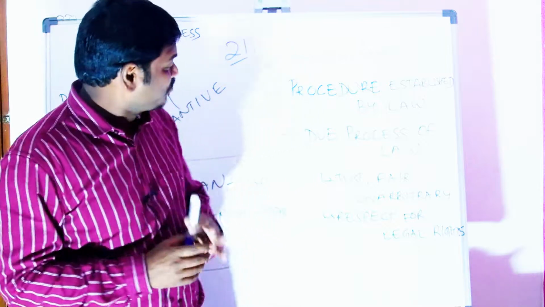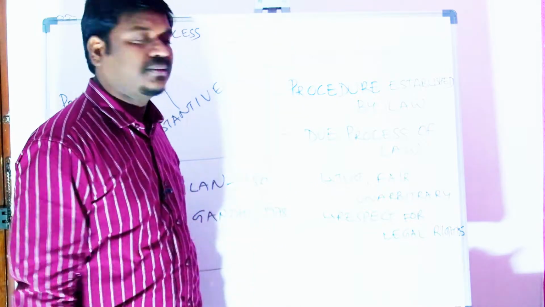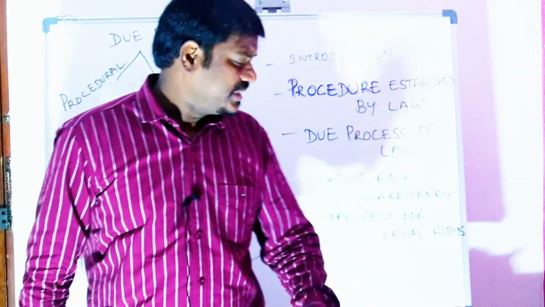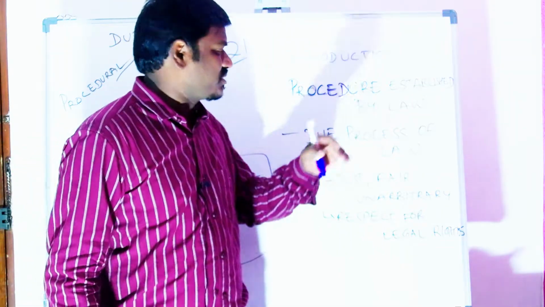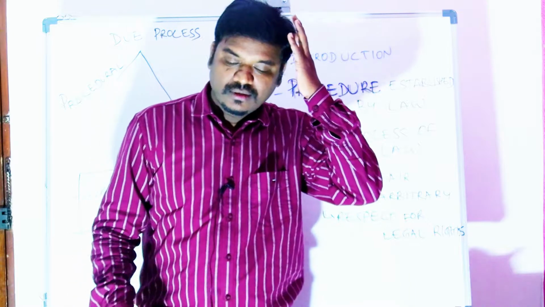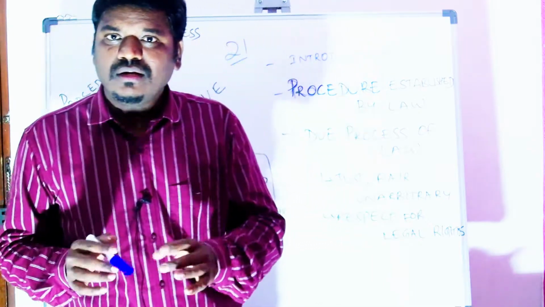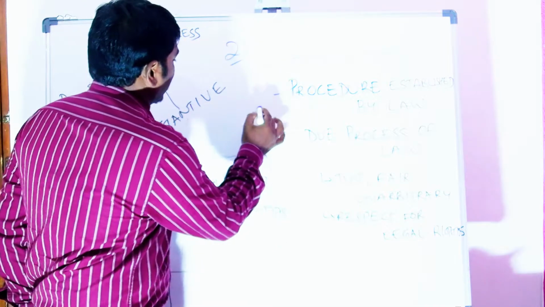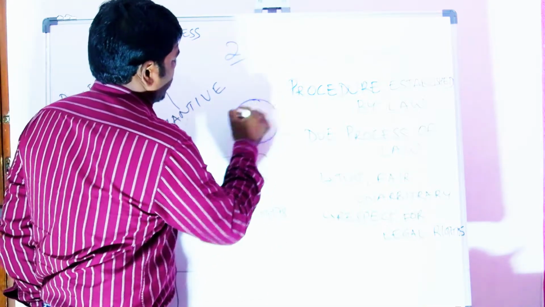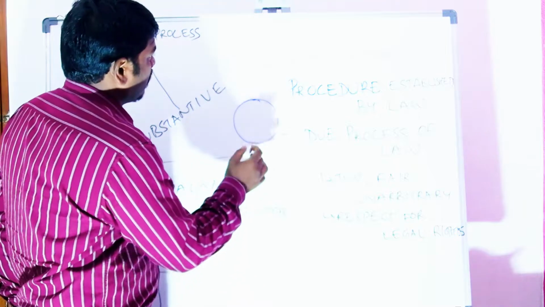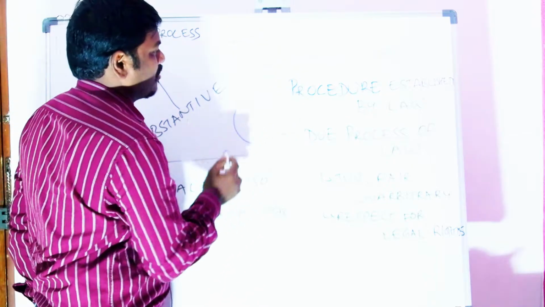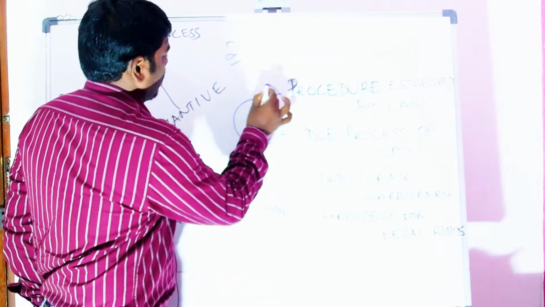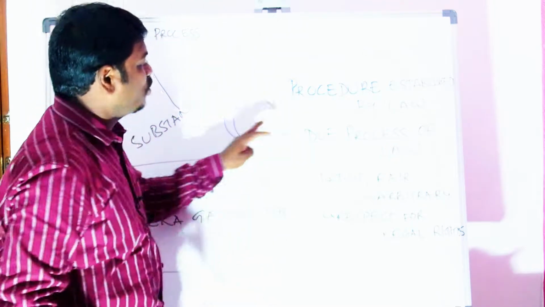Now, let us move to the second concept, due process of law. What do you understand by due process of law? Here, I would like to explain with a simple Venn diagram. Let's say this one is procedure established by law, and this would be due process of law.